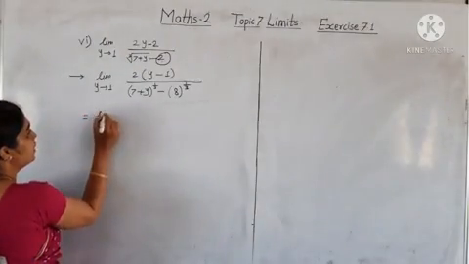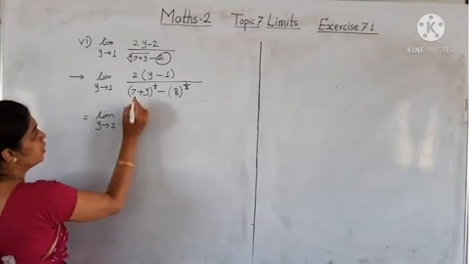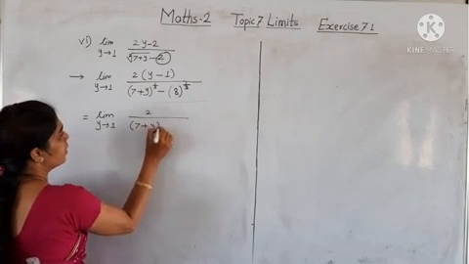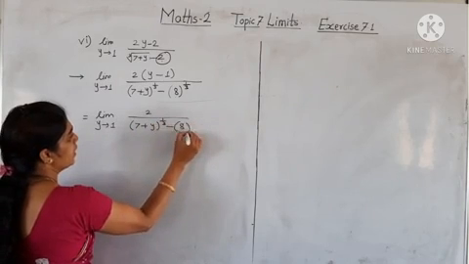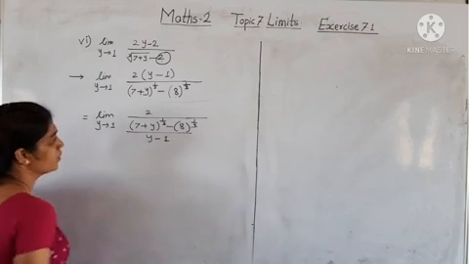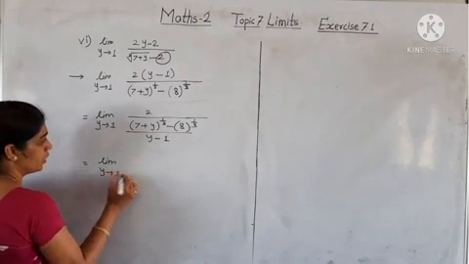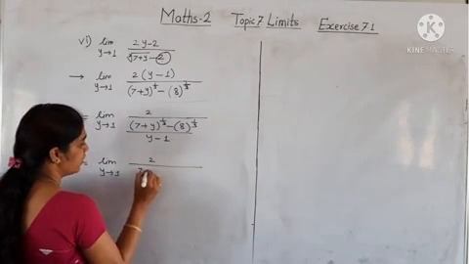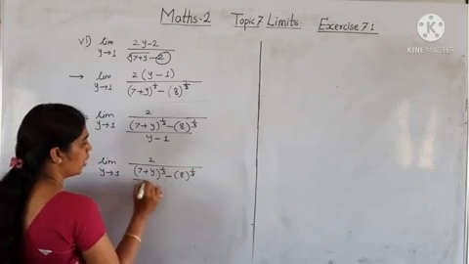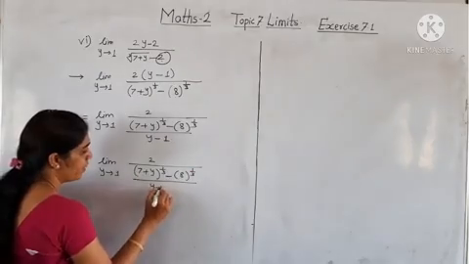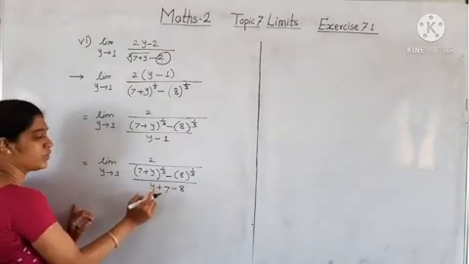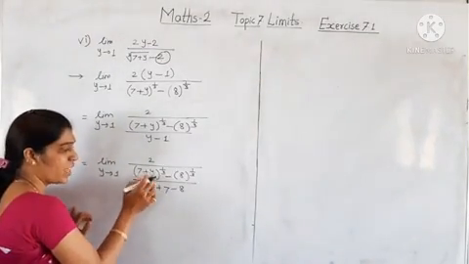Now this becomes limit y tends to 1, 2 upon (7 plus y) raised to 1 upon 3 minus 8 raised to 1 upon 3, whole divided by y minus 1. Limit y tends to 1, 2 upon (7 plus y) raised to 1 upon 3 minus 8 raised to 1 upon 3 upon, see here I write y plus 7, okay, and then minus 8. I write y minus 1 as y plus 7 minus 8. Why?